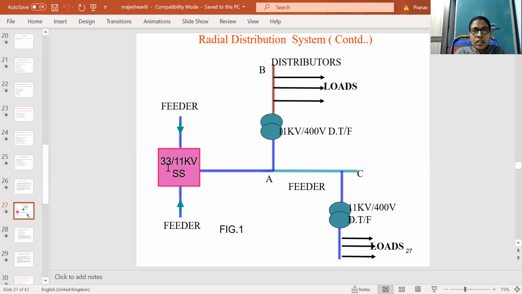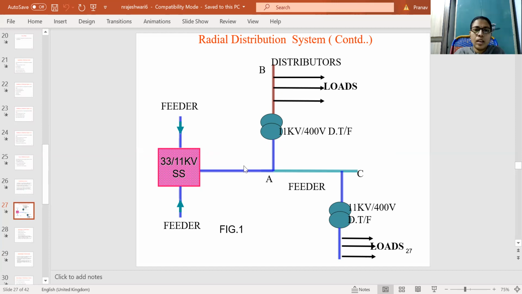So this is the transformer 33 by 11 kV substation. From this, there are two feeders, two incoming feeders. From this, one feeder is taken here, and AB is the distributor, AC is the feeder. So AC is a distributor. Here 11 kV to 400 V substation is required; this is the distribution substation.